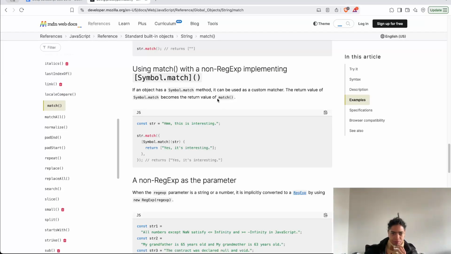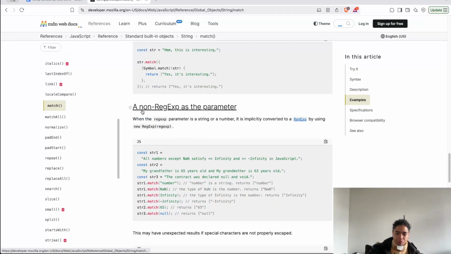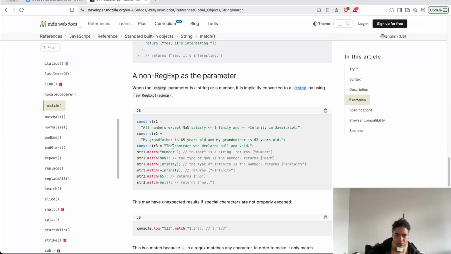All right. Again, symbols, as I mentioned before, these well-known symbols are used as a way to have access to these custom hooks for some specific behaviors. All right. A non-regular expression as a parameter as well.